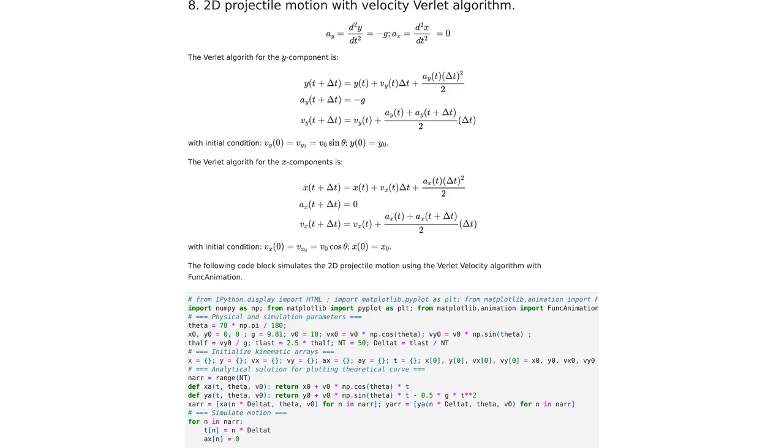Initial conditions are x at 0 and v sub x 0, which is v0 times cosine theta. The Python code block performs this simulation. It starts by importing necessary libraries and setting up physical parameters like the launch angle theta, initial position, gravitational acceleration g, and initial speed v0. It then calculates initial x and y velocities and determines the simulation duration and time step.